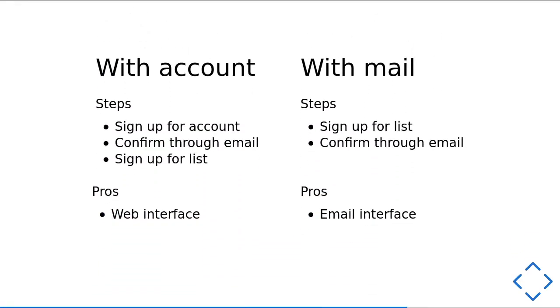So the FSCI lists platform supports two ways of subscribing to a mailing list. One is with an account and the other is without an account, using just email. So if you create an account on the FSCI list server, the Mailman server, you can subscribe to lists with that account, and you'll be able to subscribe and unsubscribe on the web, and create new threads on the web and things like that. On the other hand, if you just want to do everything over email, you can sign up directly with your email and then manage the subscription through email and everything through email. So two options are available.